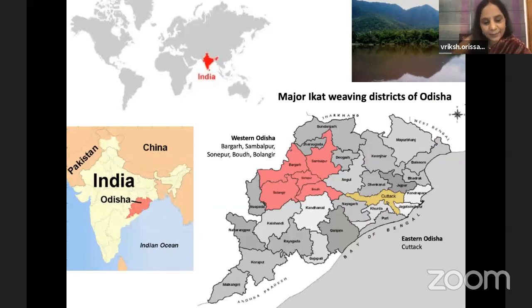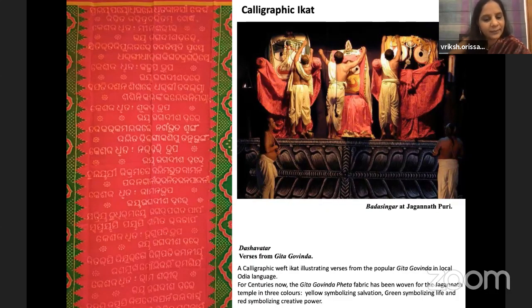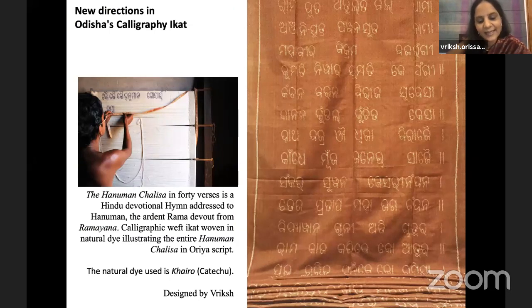Now, in the region where I work in Orissa, interestingly, Hindu temples have been one of the oldest buyers for some of the ikat weavers in this area. On the screen you see an example of the calligraphic ikat piece called fetas that the Jagannath temple buys every year to dress up the deities. And as an experiment, using my urban design sensibilities and the expertise of one of our calligraphic ikat weavers, we synergized to create a completely new text of the popular Hanuman Chalisa in natural dyes.